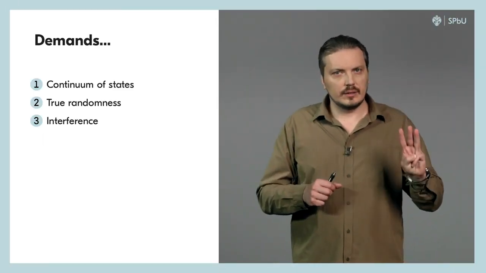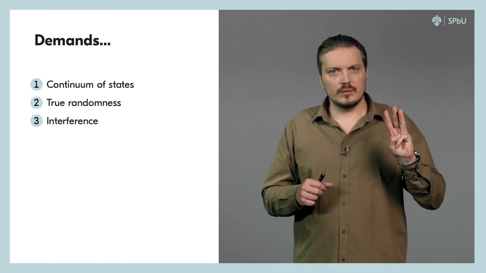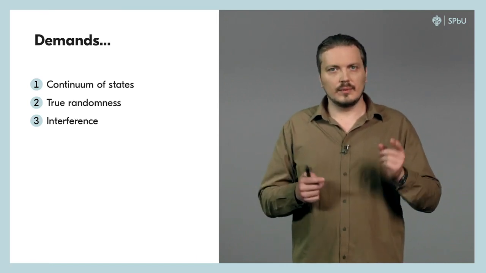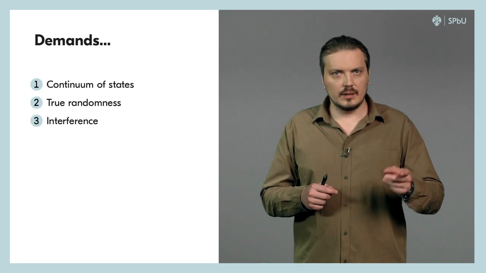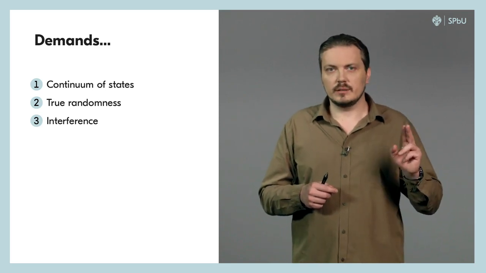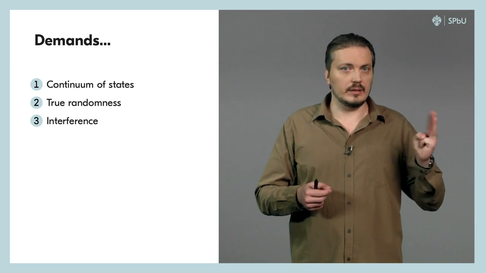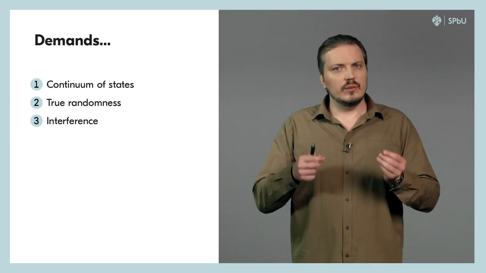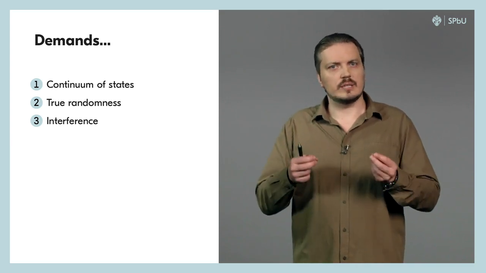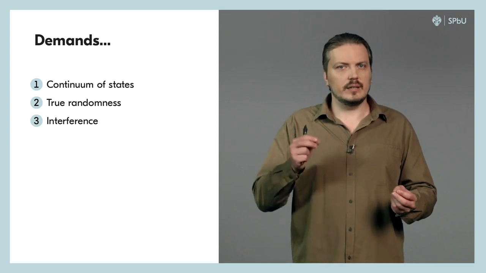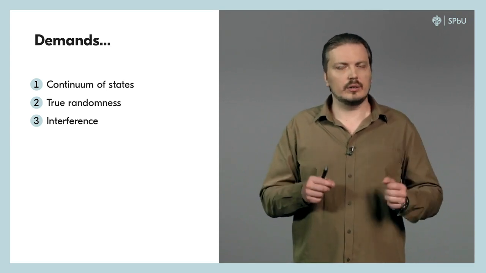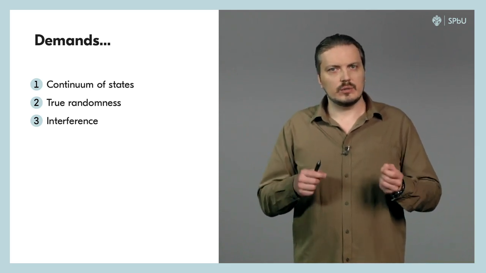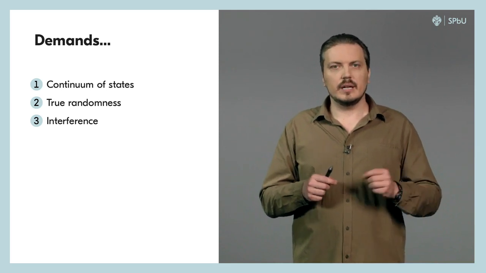The 3 demands on the computing physical process, which I deduced from the mathematical model, are: the first, continuum of states; the second, true randomness; and the third, and the last one, interference. So, if we want to build something as powerful as a quantum computer, we have to meet these 3 requirements in our implementation. In the next videos, I'm going to explain these requirements one by one. Let's start from the first.